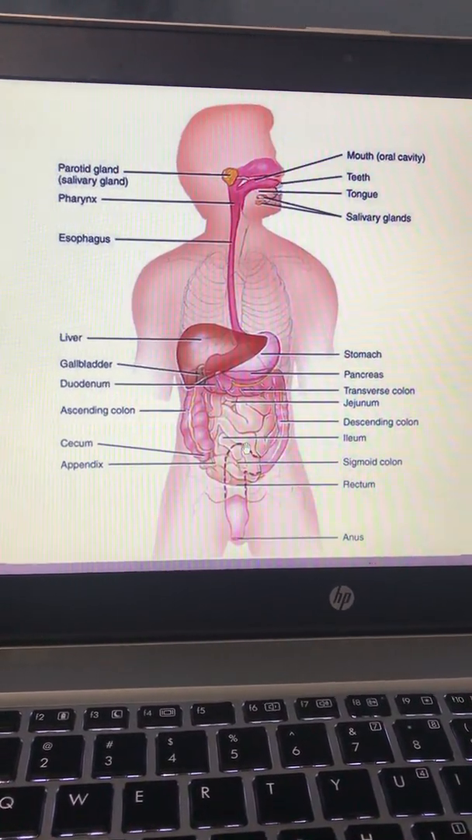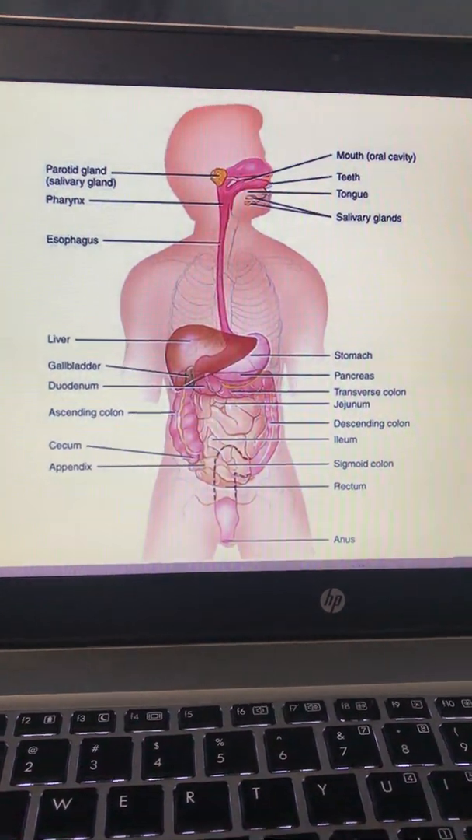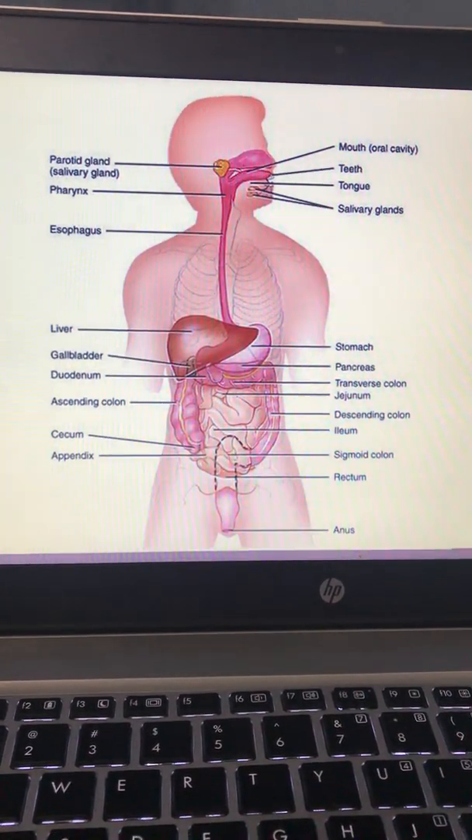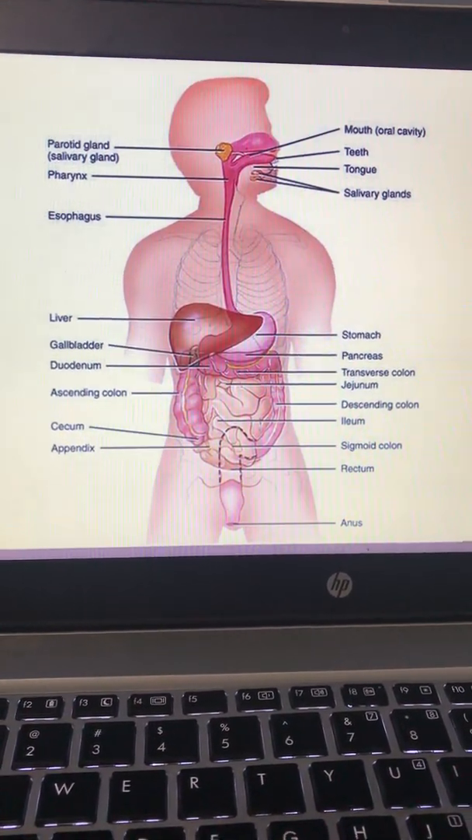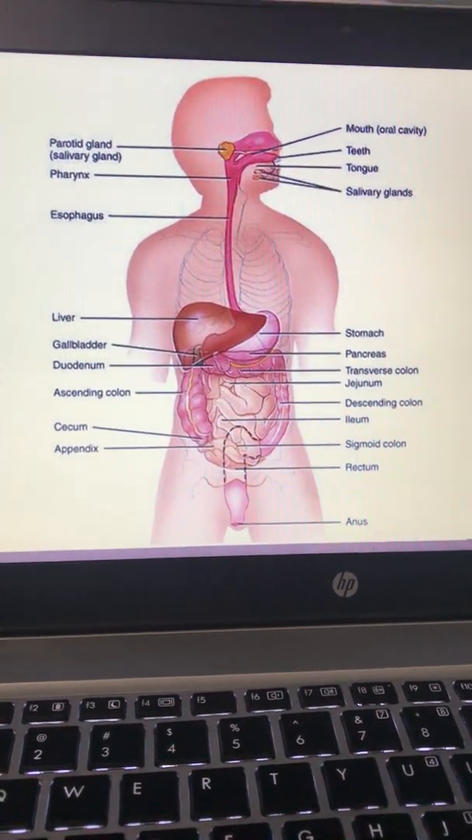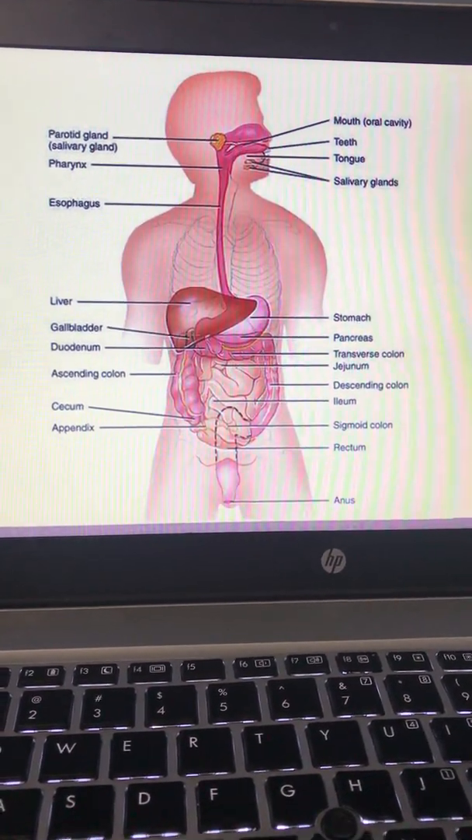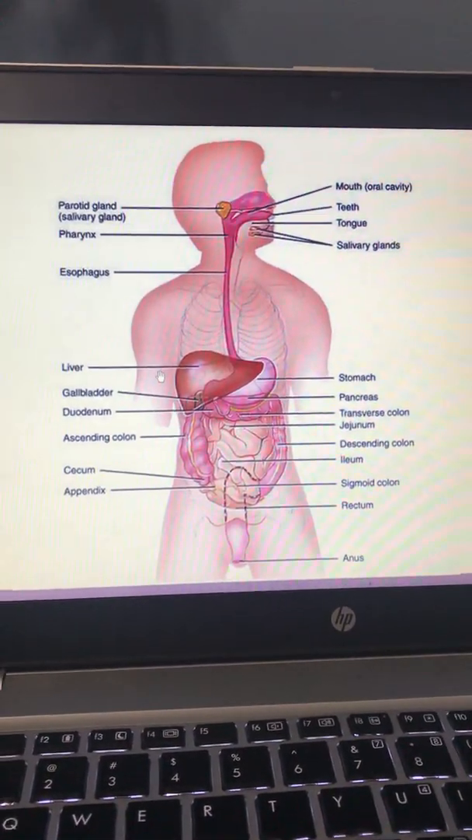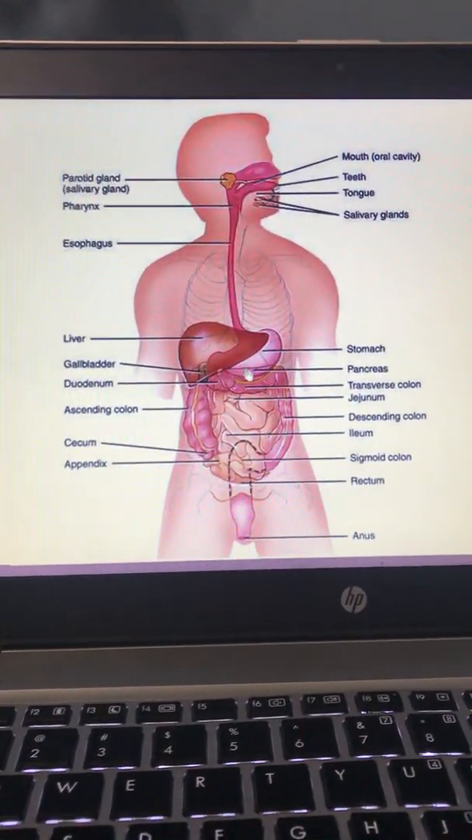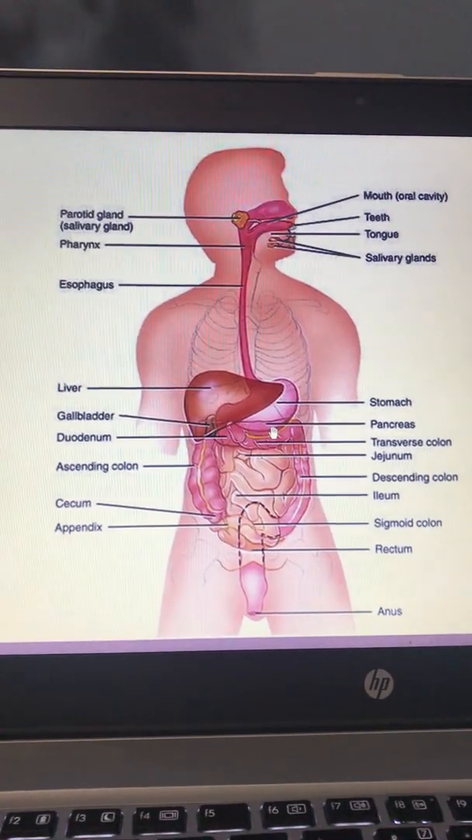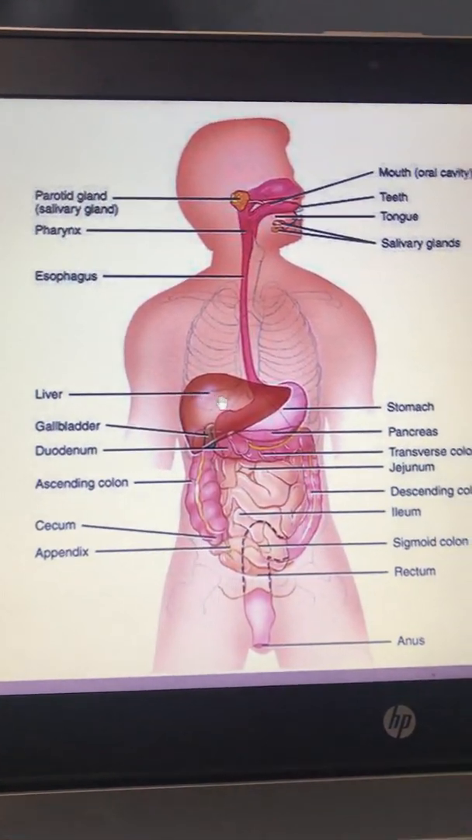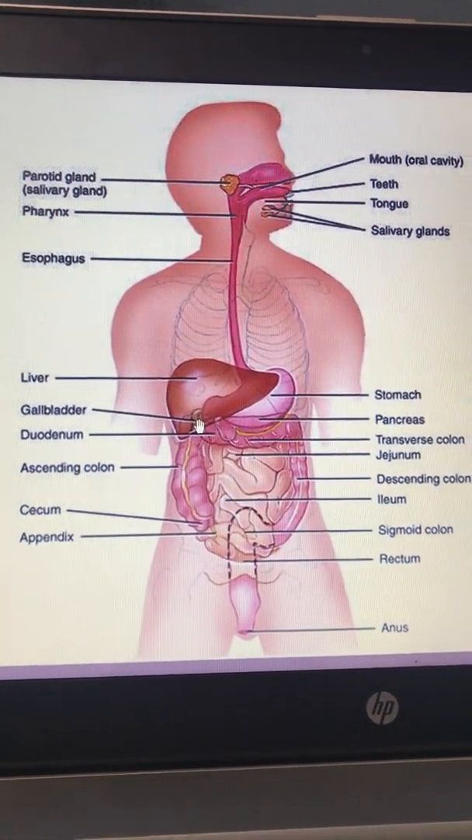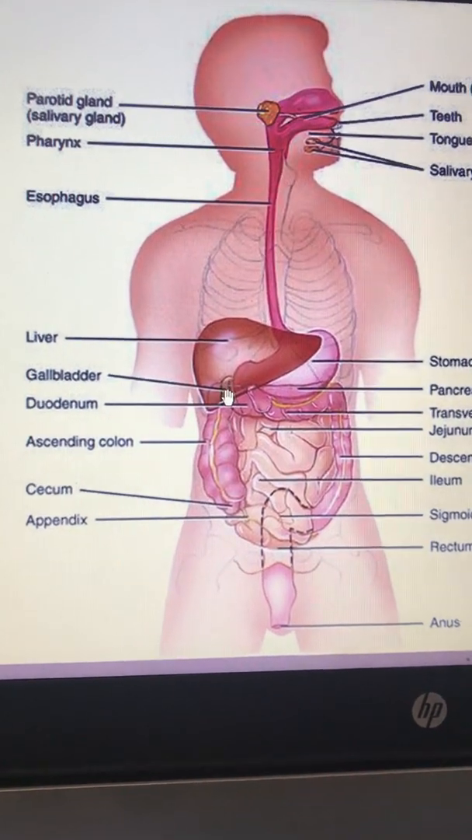I want to talk about 3 organs that play a vital role in helping the stomach and small intestine to digest food. They are also part of the digestive system, but they are also part of other systems. We can find the pancreas, which is right here, then the liver, which is this one right here, and the gallbladder, which is this little thing here.